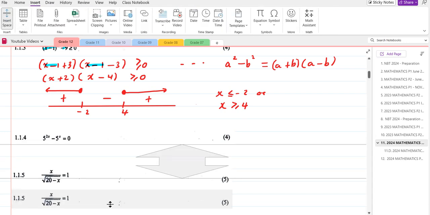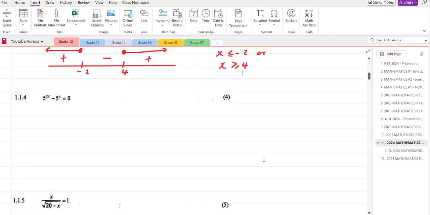So far so good, simple questions. 5 to the power 2x minus 5 to the power x is equal to 0. Now remember a rule that we have: if you say a to the power x times a to the power x, what is that? Isn't this a to the power 2x?